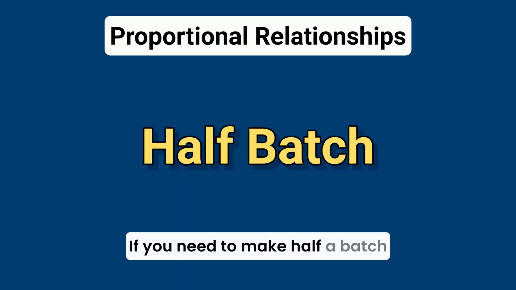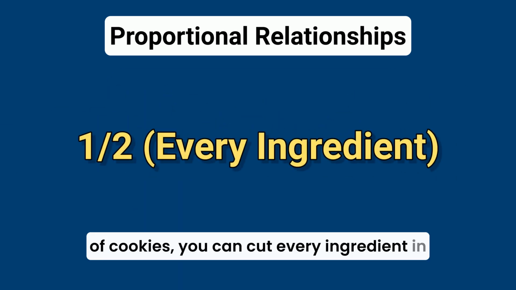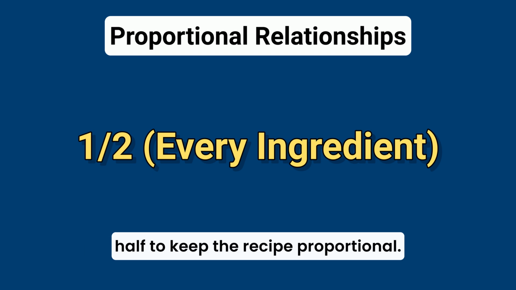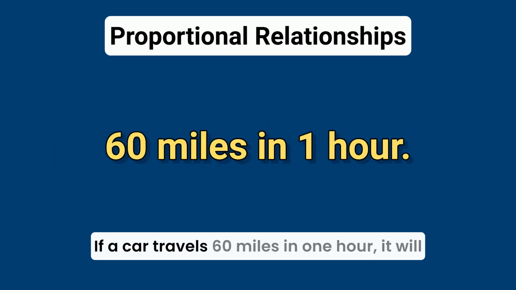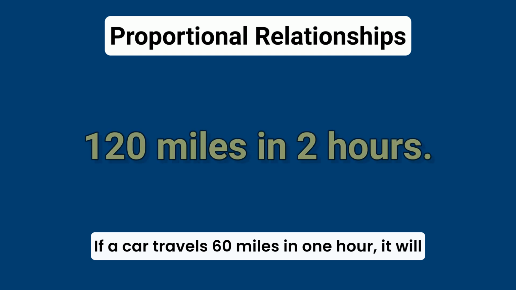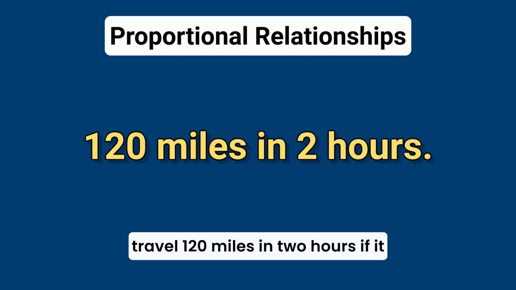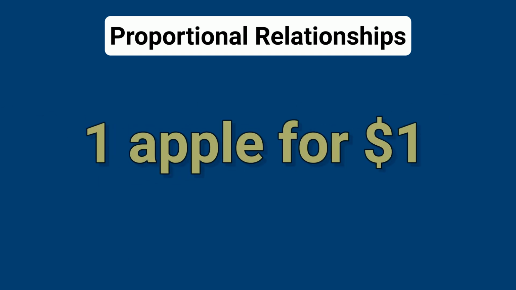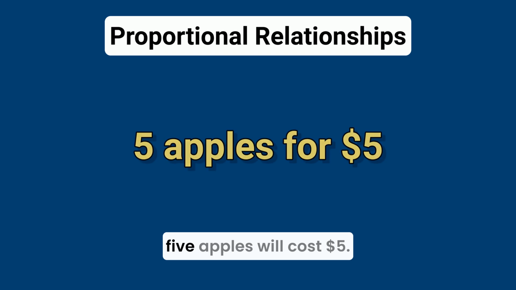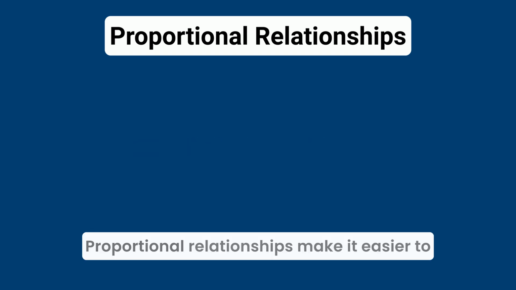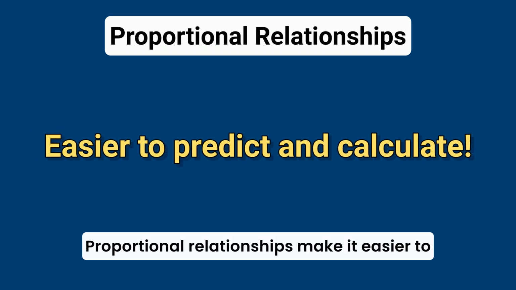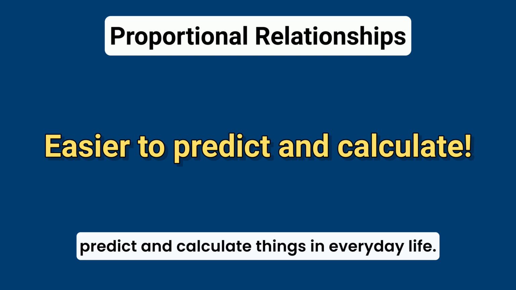If you need to make half a batch of cookies, you can cut every ingredient in half to keep the recipe proportional. If a car travels 60 miles in 1 hour, it will travel 120 miles in 2 hours if it keeps the same speed. If one apple costs $1, then 5 apples will cost $5. Proportional relationships make it easier to predict and calculate things in everyday life.